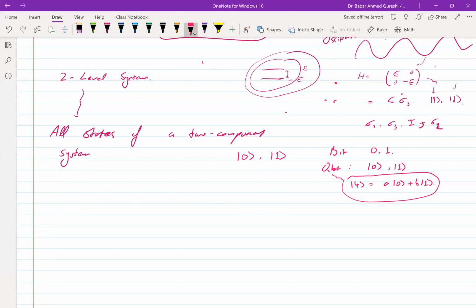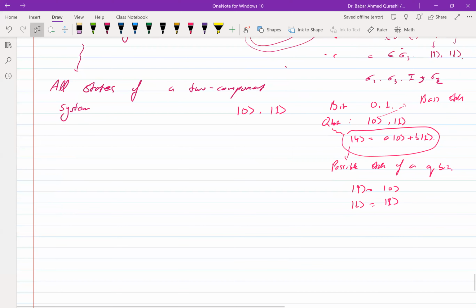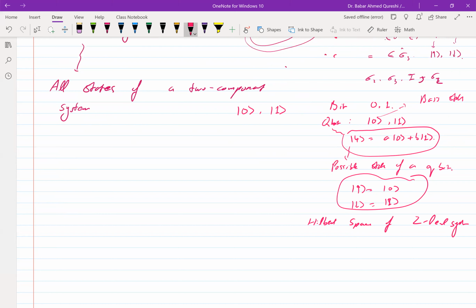So all linear combinations are also possible states of a qubit. And this 0 and 1 then become the basis states. So you can take this up to be 0 or down to be 1. It's exactly the same. And then the Hilbert space of this two-level system is the Hilbert space of a single qubit.